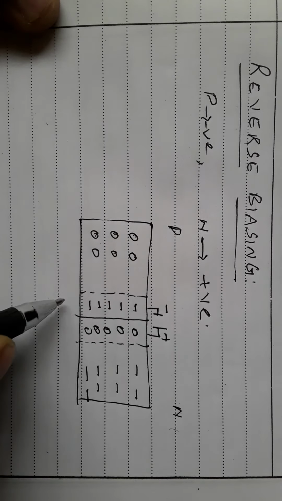In the reverse biasing, the P side is connected with the negative terminal, the N side is connected with the positive terminal. This is the barrier potential. If we plot the graph, this is for the barrier potential VB.